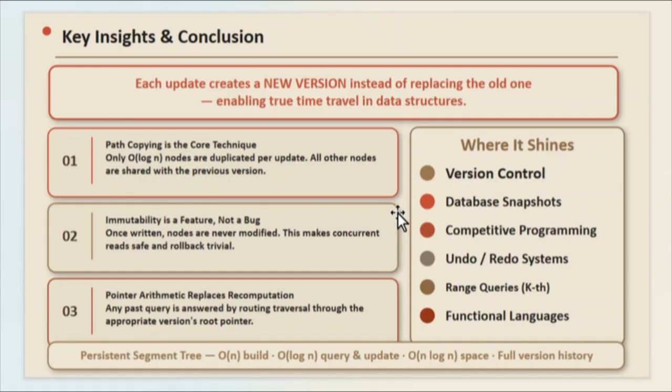Three, pointer arithmetic replaces recomputation. Any past query is answered simply by routing through the right version's root pointer. This single idea powers version control, database snapshots, undo systems, and some of the most elegant solutions in competitive programming.